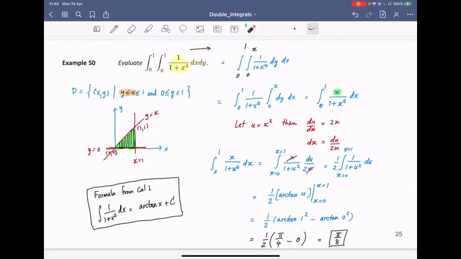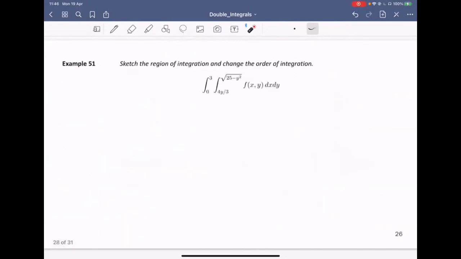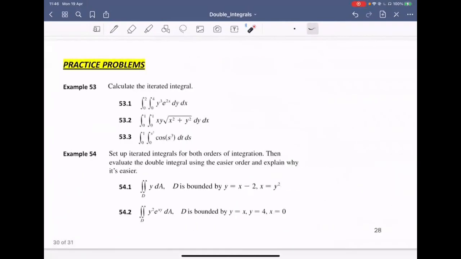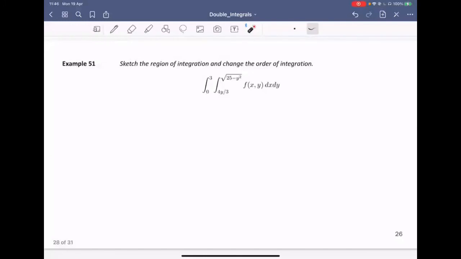All right, we're going to do one more question, and then that will be the last one for today. On Wednesday, we're going to pick up the last example, and then move to polar coordinates. So let's do example 51 together. Keep in mind that we're still working on how to switch dx dy to dy dx. This is one learning objective that you need to get from this class. They ask you to switch the order of integration.